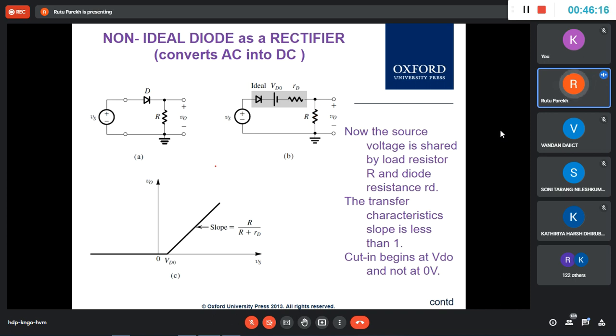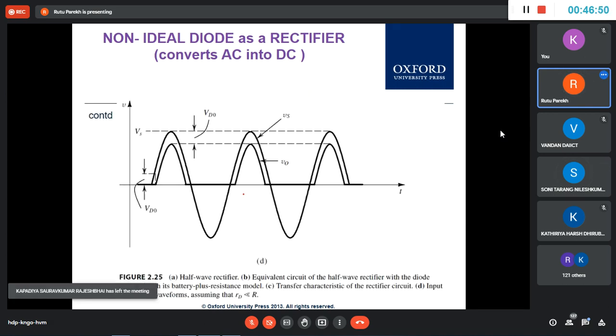If you simplify this, this just shows the direction of the current, otherwise it has no other significance here. So the voltage developed here, if you write it down, is R divided by the sum of the resistances in this loop, so it is R divided by R plus RD. So R upon R plus RD is the slope here.